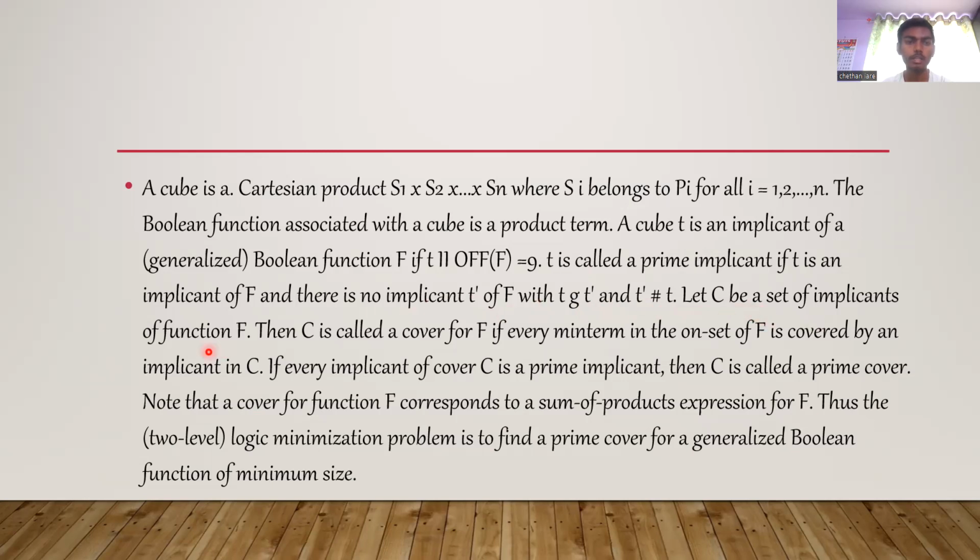Let C be the set of the implicants of the function f. C is called a cover for f if every minterm in the on-set of f is covered by an implicant in C. If every implicant of the cover C is a prime implicant, then C is called a prime cover. Note that a cover for the function f corresponds to a sum-of-products expression for f. Thus, the two-level logic minimization problem is to find a prime cover of the generalized Boolean function of minimum size.